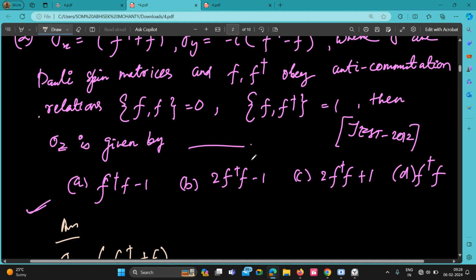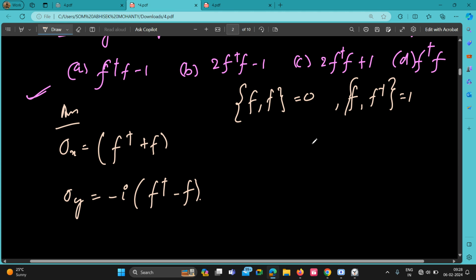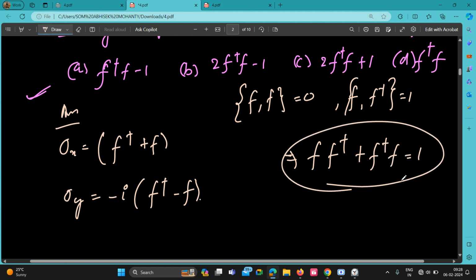We have the anti-commutation relations. F is equal to 0, and f f dagger is equal to 1. That means what? This is the anti-commutation bracket, so f f dagger plus f dagger f will be 1. Okay, this is the meaning of it. There should be a plus sign here. If commutation means, suppose commutation of A B, that means AB minus BA, but here this is the curly bracket, so AB plus BA, anti-commutation.